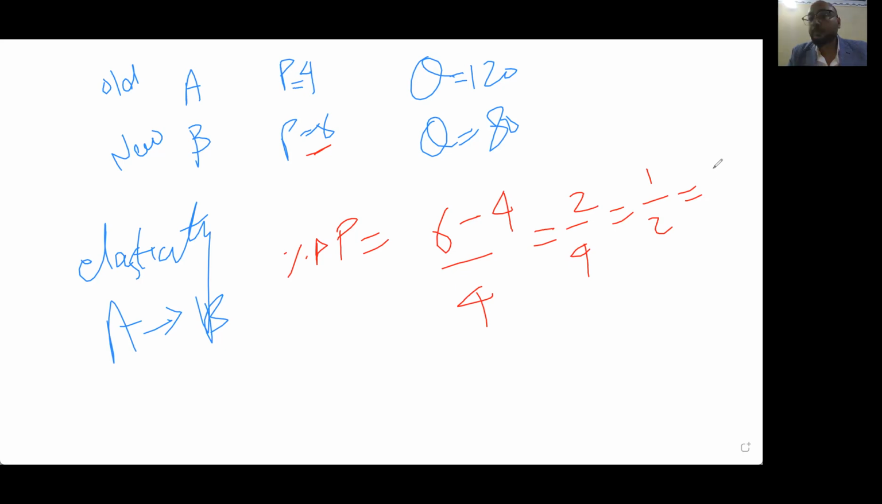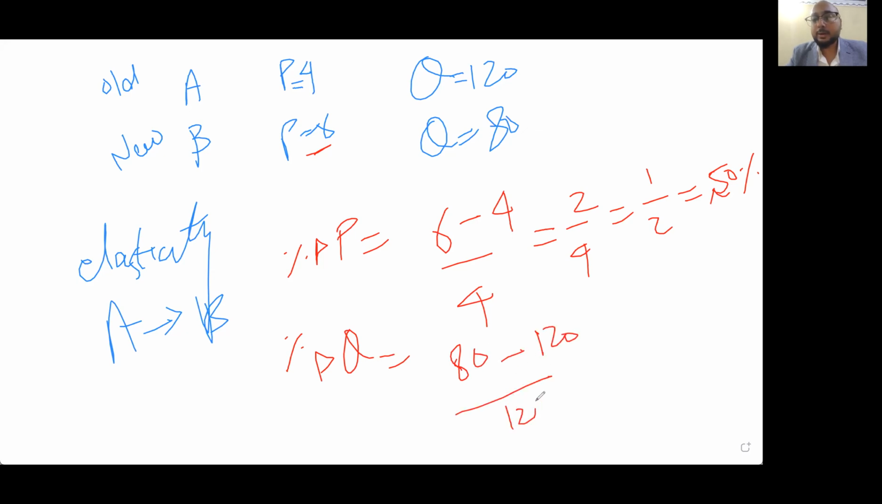1 by 2 is equal to 50%, right? Now percentage change in quantity. What is the new quantity? 80 minus 120 divided by 120. New minus old divided by old.